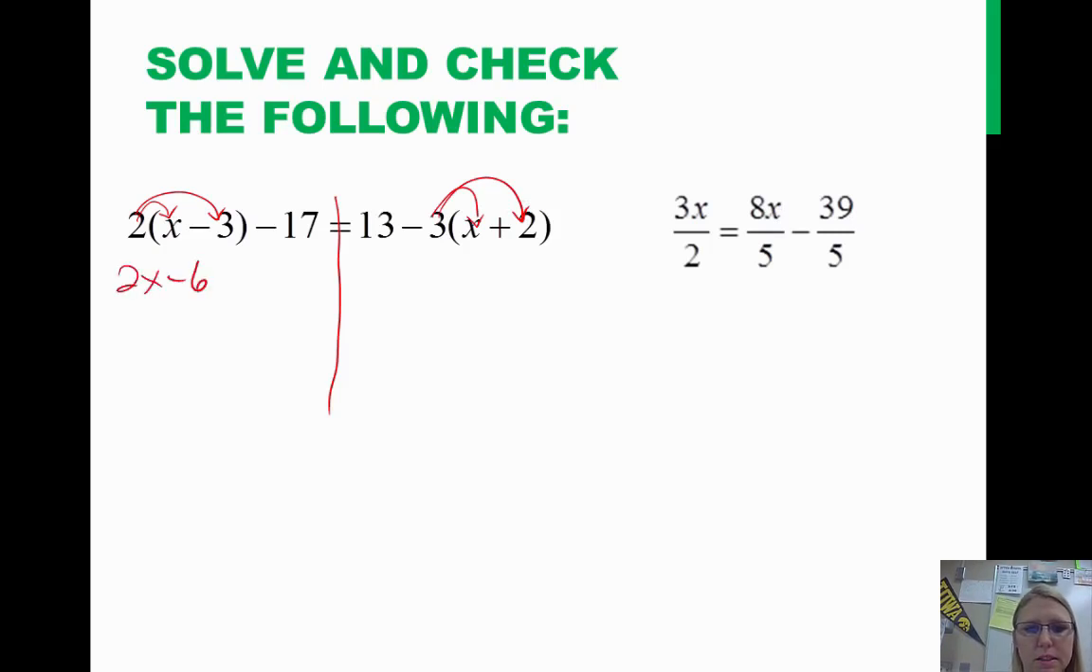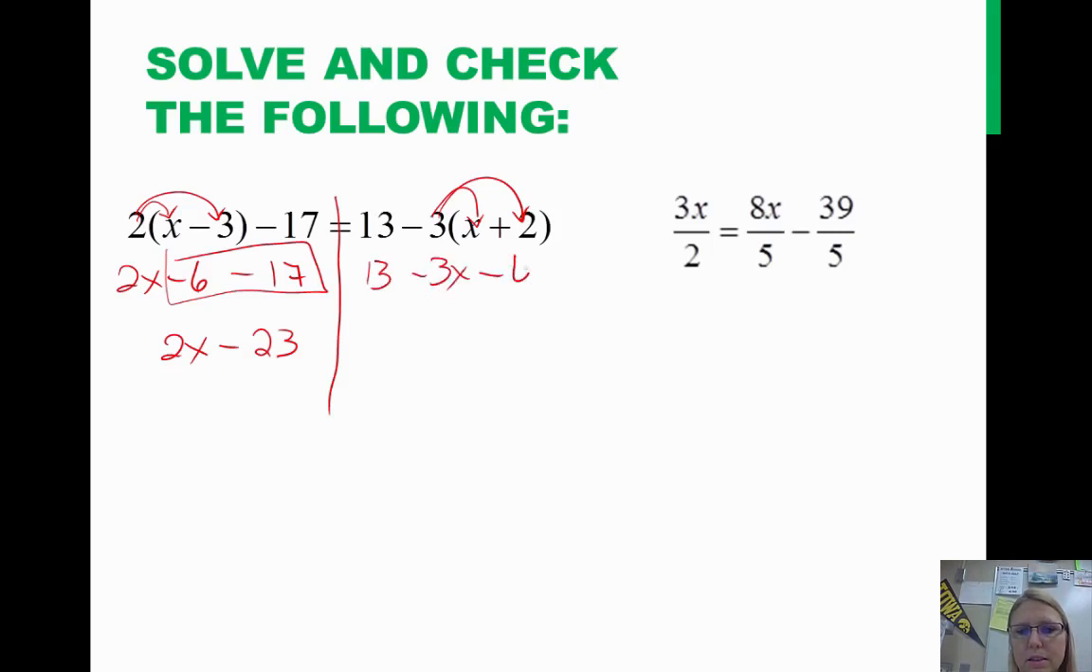2x minus 6 minus 17. And then I can combine these 2 terms, so that'd be 2x minus 23. On the right side, I have a negative 3x and a minus 6. I can combine this term and this term. So 13 minus 6 happens to be a 7 minus 3x.